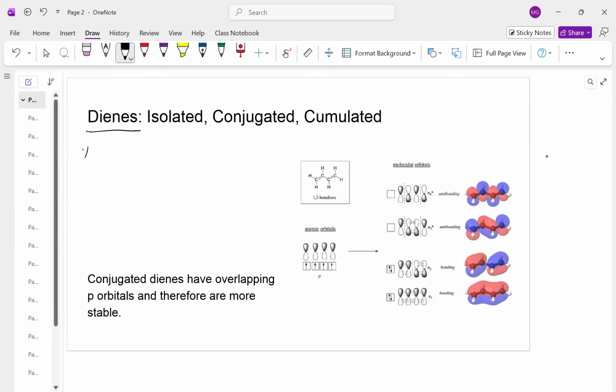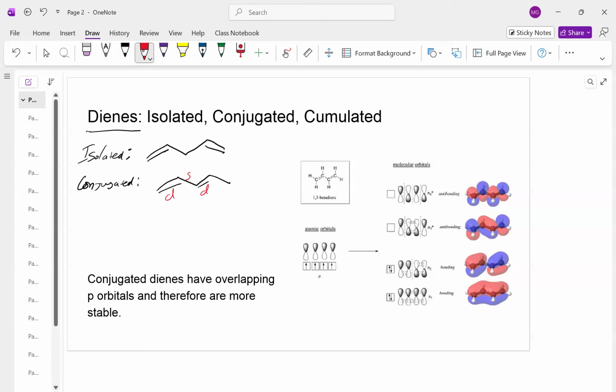We can look at isolated dienes. And an example of that is this, where they're kind of spread apart. And what I want to do is kind of compare them to the next one, which are conjugated dienes. And so this would be an example of a conjugated diene. You can recognize them because they have this kind of alternating system of double bond, single bond, double bond.